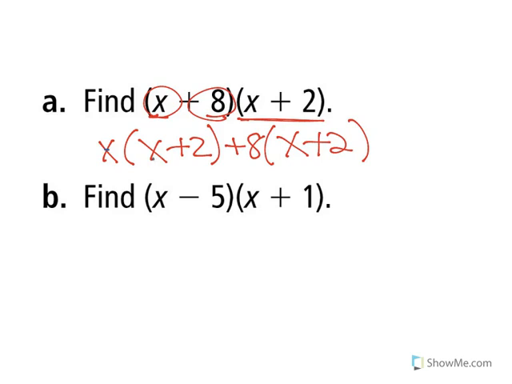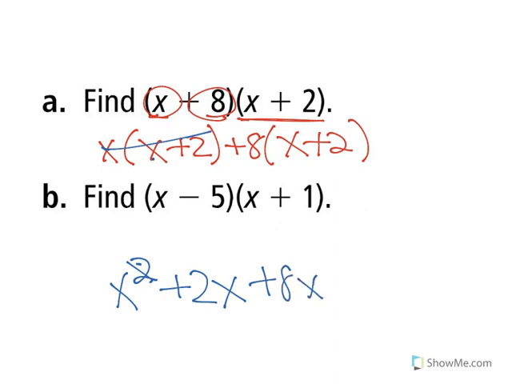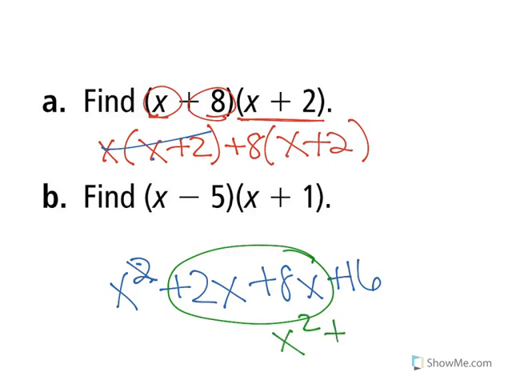So x times x is x squared. Oops, squared. X times 2 is 2x. Okay, and then so we did that, and now we're going to move on. So 8 times x is 8x, and 8 times 2 is 16. And then we need to go that last final step and combine our 2 terms, which will almost always be in the middle. And we've got x squared plus 10x plus 16.